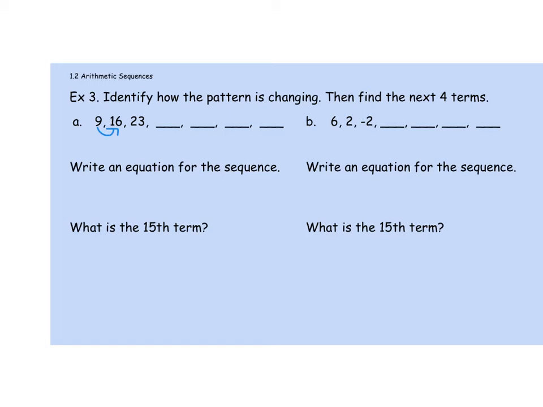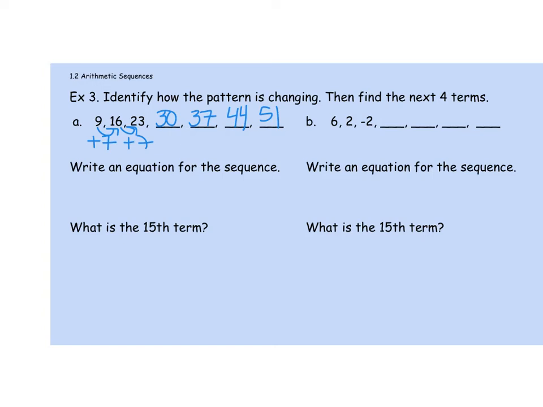Now in that pre-video, I told you could just do 16 minus 9. 7. 23 minus 16. 7, right? Oh, this is adding 7. That's what it's doing. Add 7. Add 7. 23 plus 7, 30. 30 plus 7, 37 plus 7. And then 44 plus 7. Okay. Perfect. So I know it's adding 7.